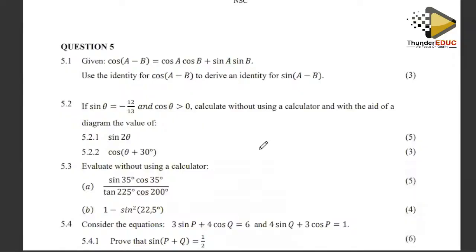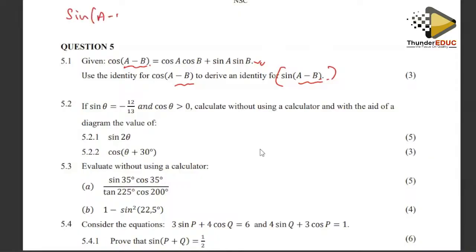Question 5, which is the trig. They're telling us we are given the cos of A minus B compound angle formula or identity. Use the identity for cos(A minus B) to derive one for sine. So this thing is quite easy. The only thing you have to do is, how do I obtain a sine(A minus B) from a cos? So it's all about using a 90 formula or the complementaries.